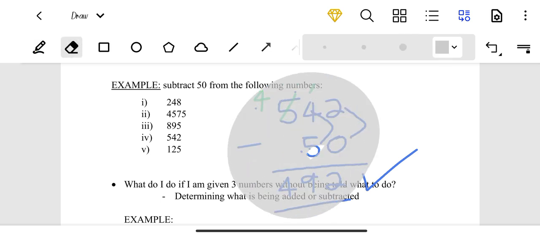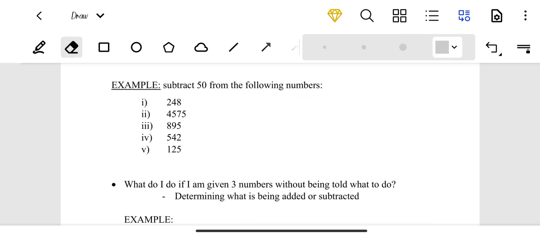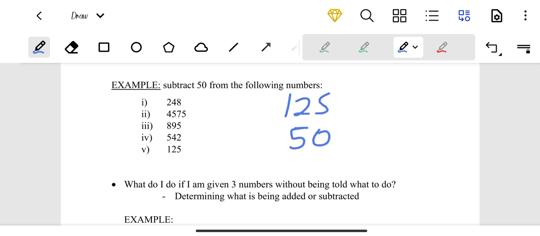So let's look at the last one. So the last one is 125. We are subtracting a 50. So now what am I going to do? 5 minus 0 is 5. 2 minus 5, highly impossible. So now I come here and be like, can I please borrow 1? If I'm borrowing 1 there, I'm going to remain with 0 there.